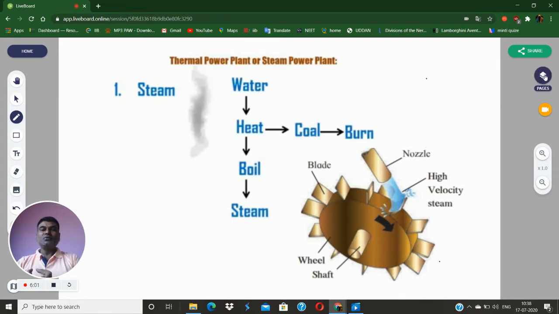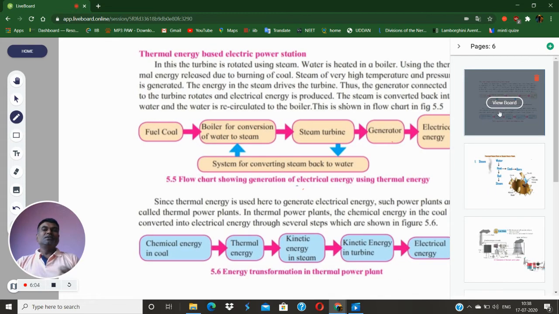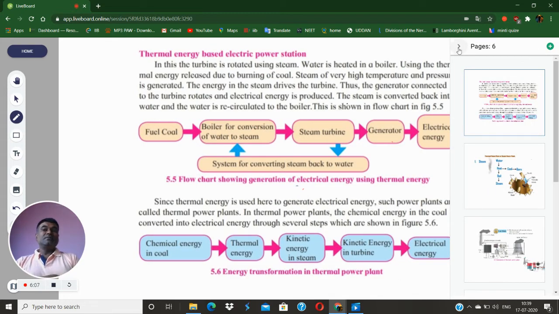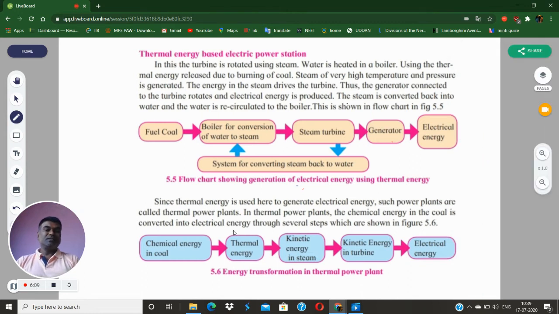So we go to our theory. In the theory, there are some flow charts shown here. With the help of these flow charts, we try to understand it easily, and how sequentially the flows are shown in this flow chart. So thermal energy: there are specially constructed turbines, and these turbines are driven or rotated by the passing steam. Okay.